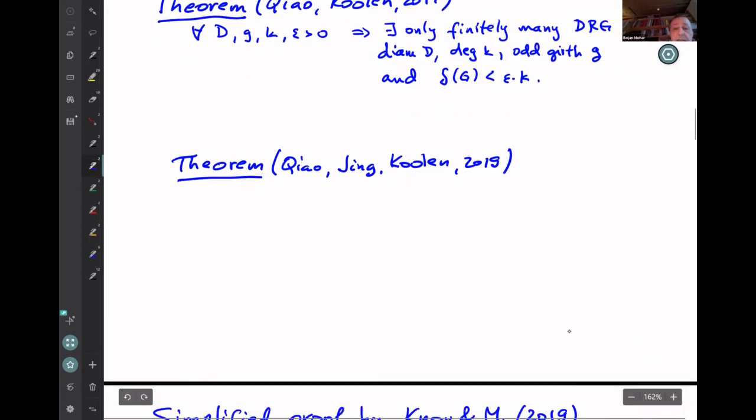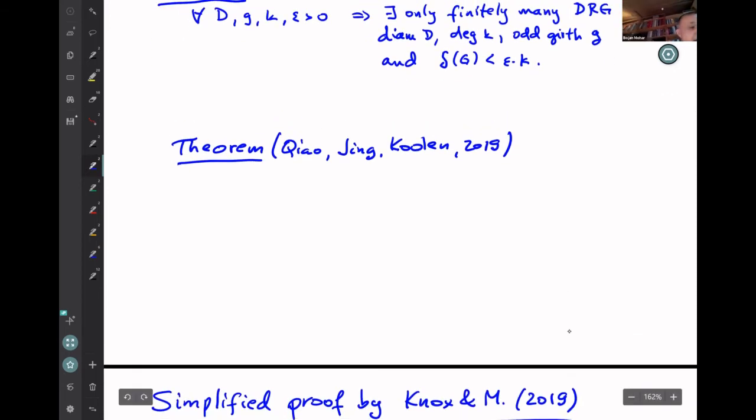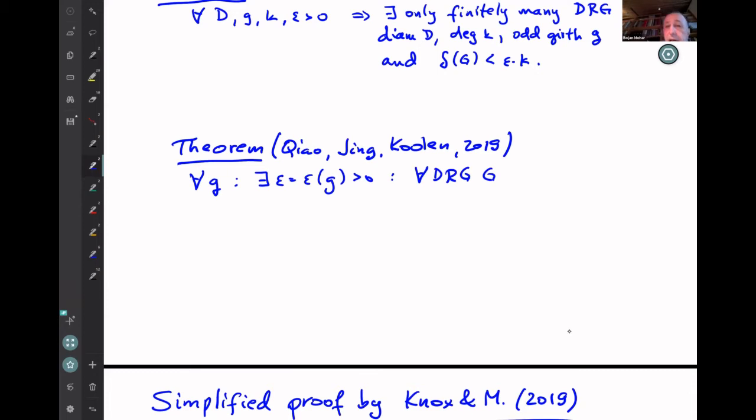And in the second extension, they proved the following version: for every g, there exists an epsilon, a positive real number, such that every distance regular graph G with parameters as above, so I will not repeat them, though the diameter will be excluded now, but degree k and odd girth at least g, satisfies that delta of G is big.